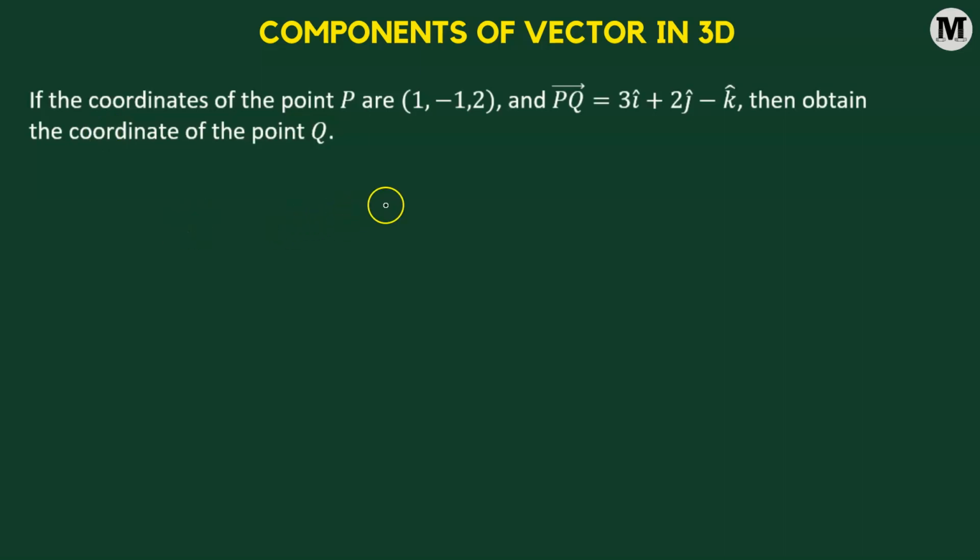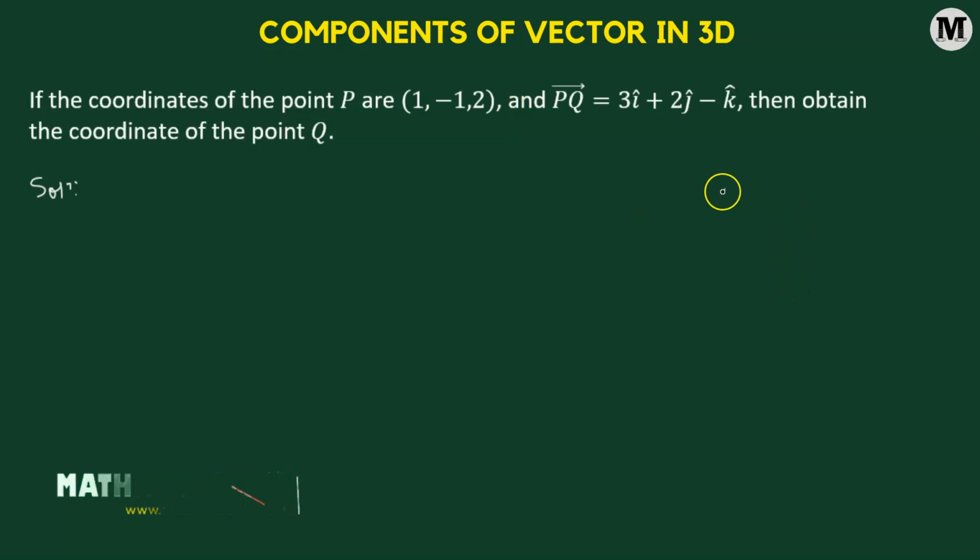If the coordinates of the point P are 1, -1 and 2, and PQ vector is given by 3i cap plus 2j cap minus k cap, then obtain the coordinates of the point Q. Okay, let us begin. Let's quickly try to understand the problem graphically.